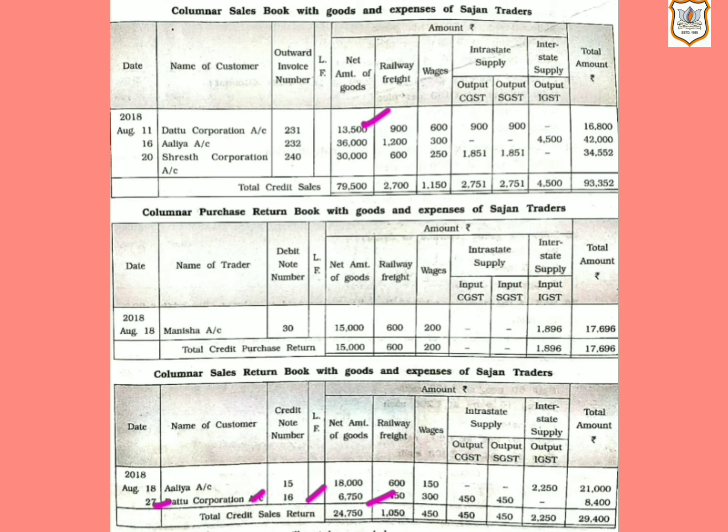Then railway freight will be shown at its half value, that is 450, half of 900. Then wages will be shown at its half value, that is 300, that is half of rupees 600. Then output CGST and output SGST will be shown at its half value, 450, that is half of 900. SGST also 450, that is half of 900. Now total amount will be shown at rupees 8,400.